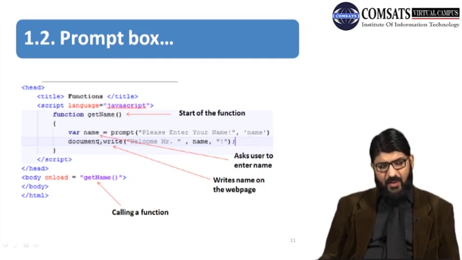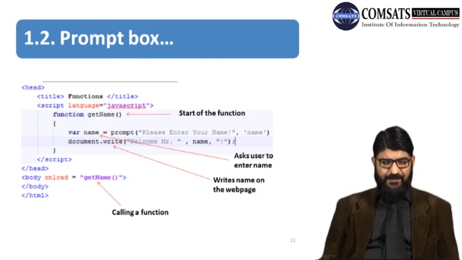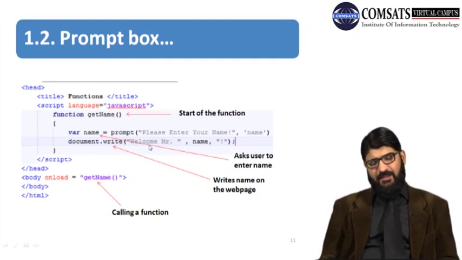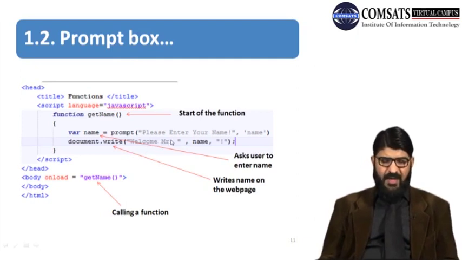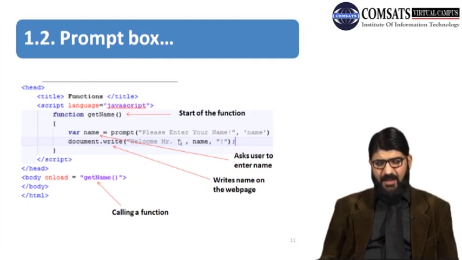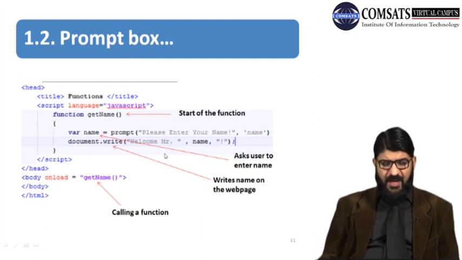Then the document.write function is used to print the output, and "Welcome Mr." is mentioned as a label, and then the variable name is called. Then a comment or explanation appears, and then the function is closed and the script is closed.